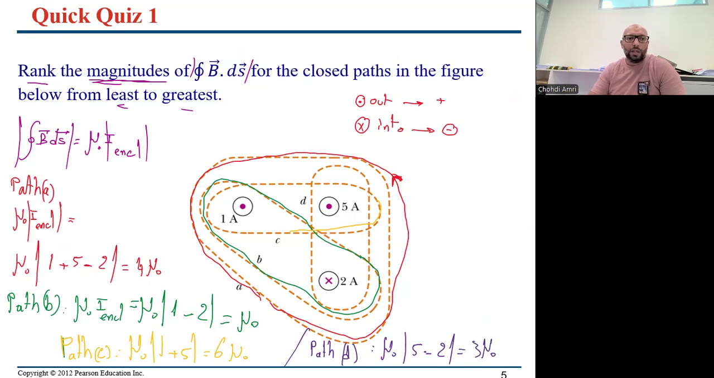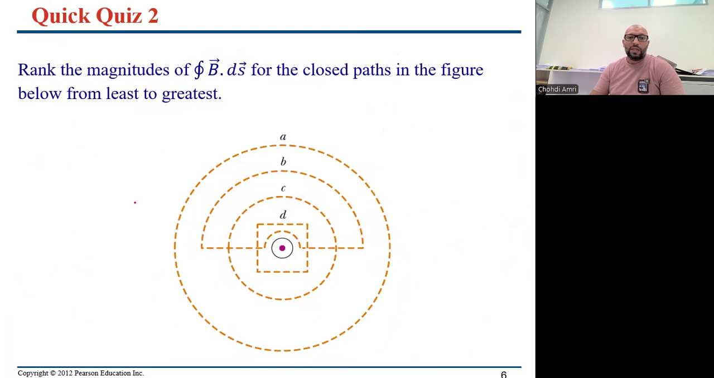Now let's rank them from the least to the greatest. Okay, to do that, which one is the least? The line integral of B dot ds equals mu naught I enclosed, so B, lower than D, and then A, which is 4, and then C. We are done. Let's move to the second quick quiz.